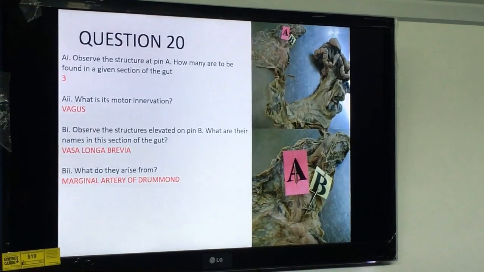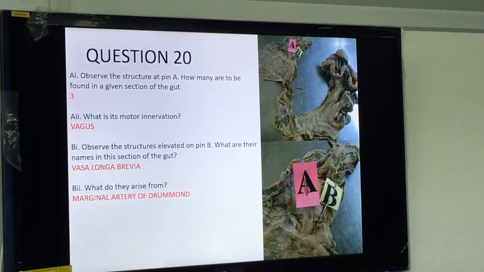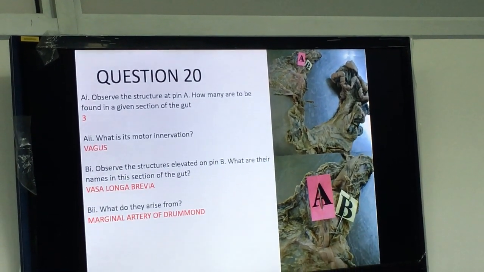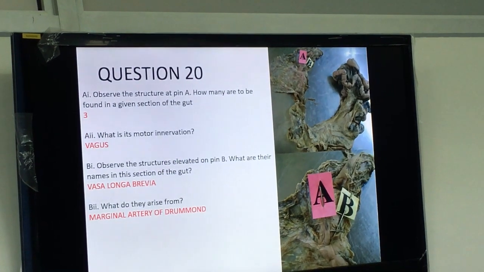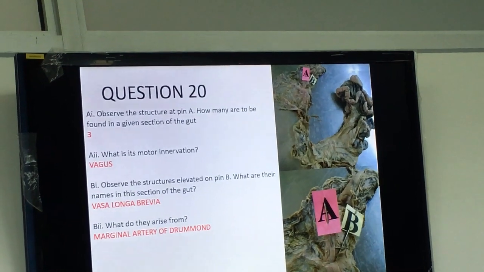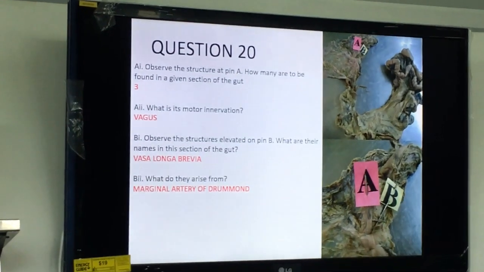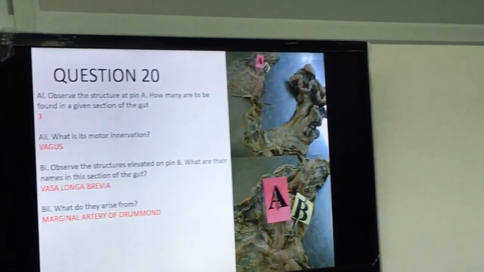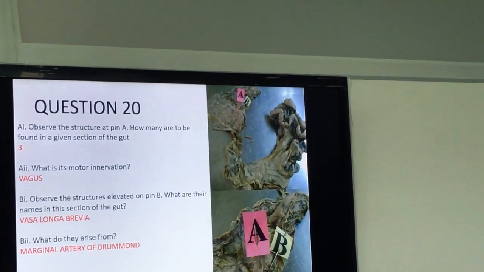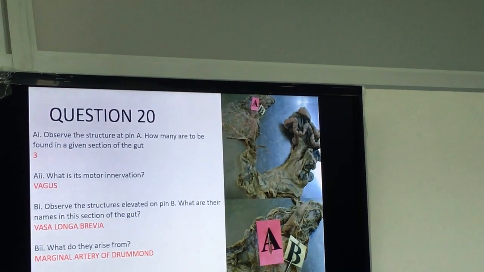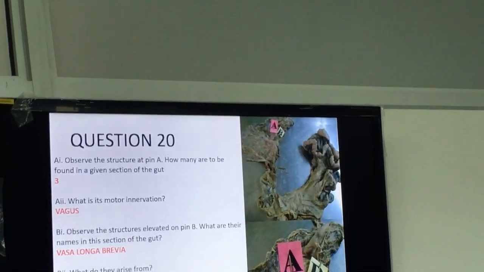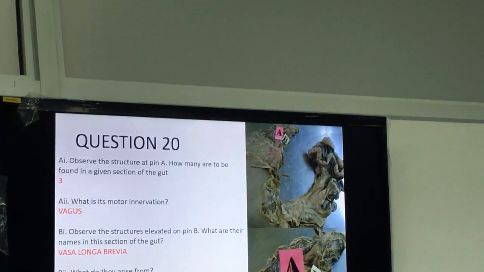All right, up B1 now. Observe the structure elevated on pin B. What are their names in this section of the gut? That's another frequent question. Vasa longa and vasa brevia. Exactly, that's long and short. I'm not sure why they have just one thing here, but it can be vasa longa and vasa brevia.